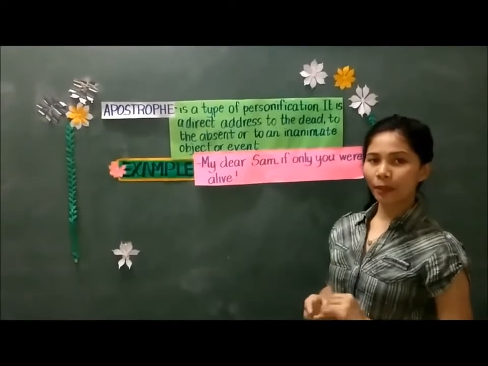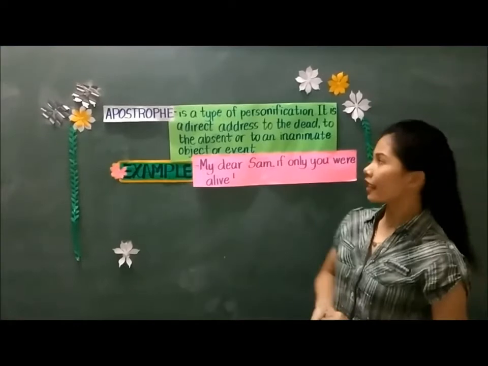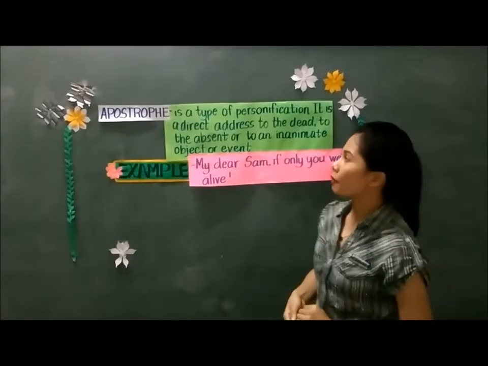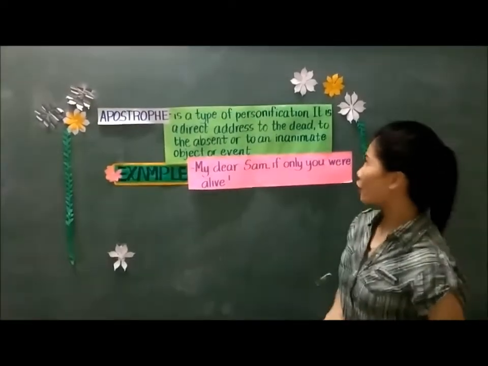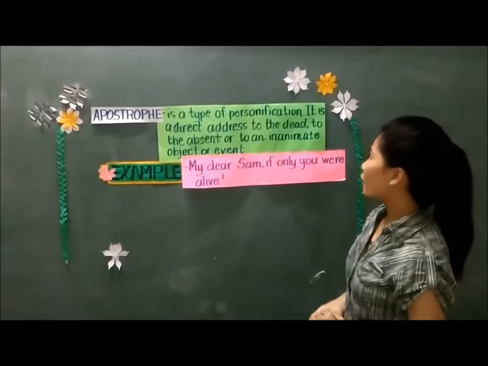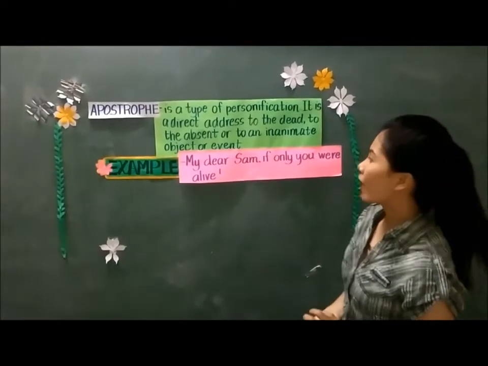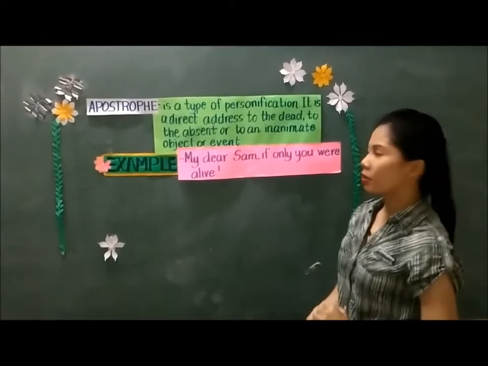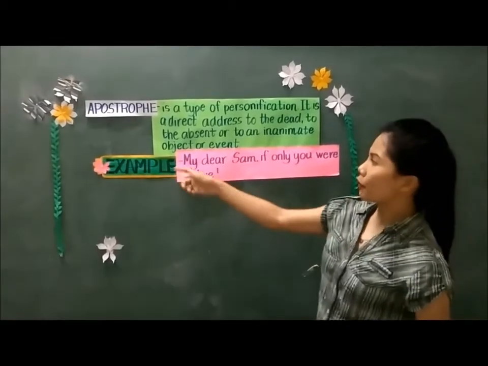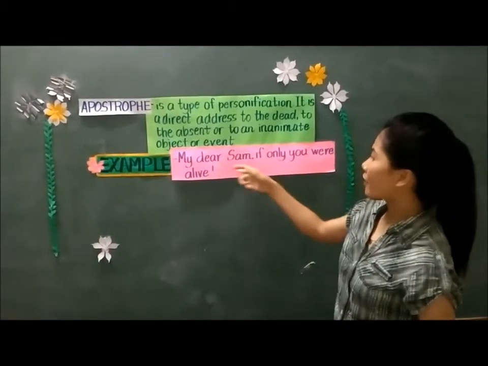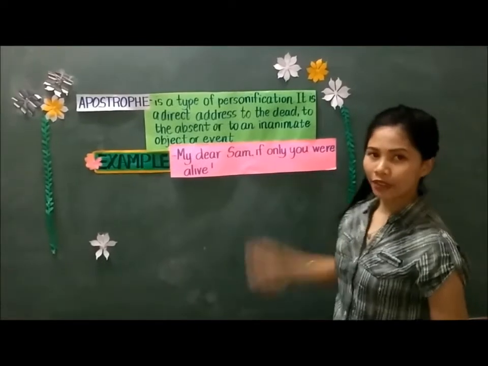And the last figure of speech that is under resemblance is apostrophe. So apostrophe is a type of personification. It is a direct address to the dead, to the absent, or to an inanimate object or event. So example of apostrophe is, my dear Sam, if only you were alive.